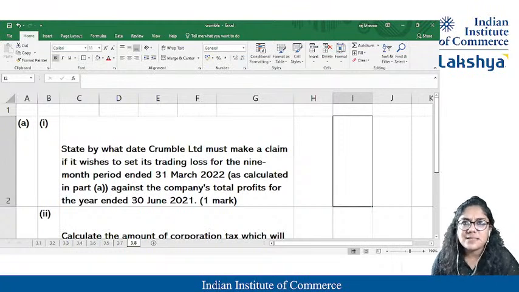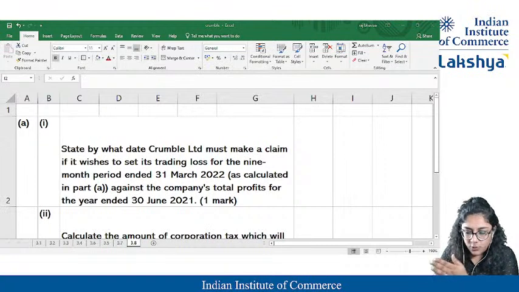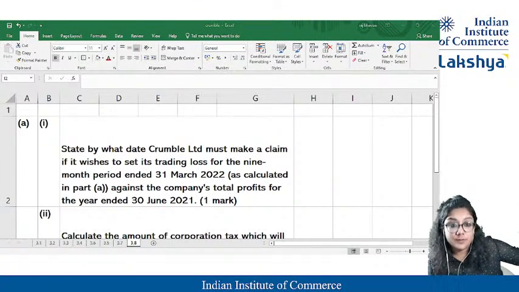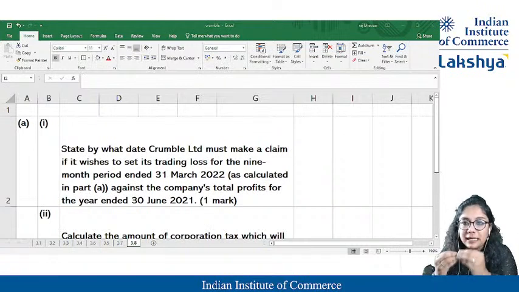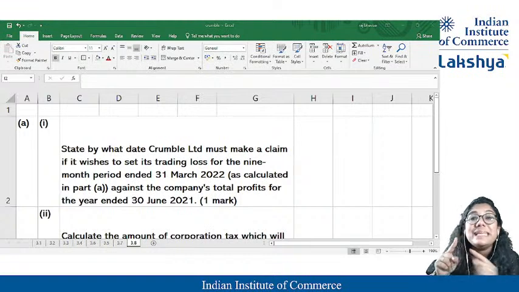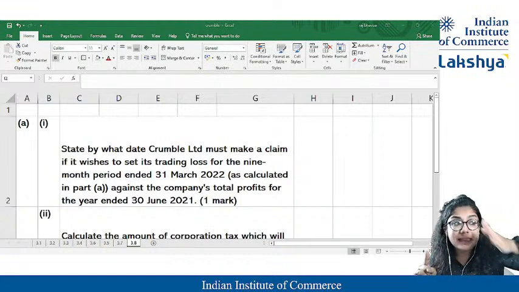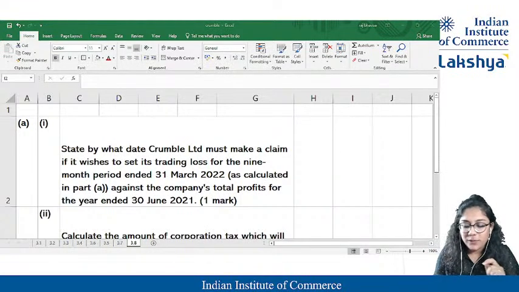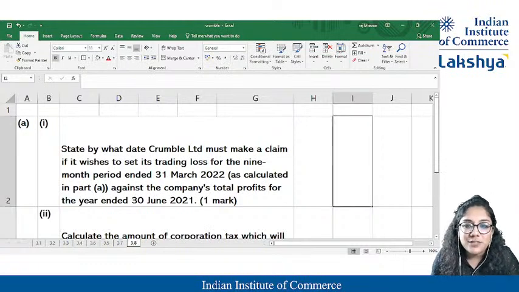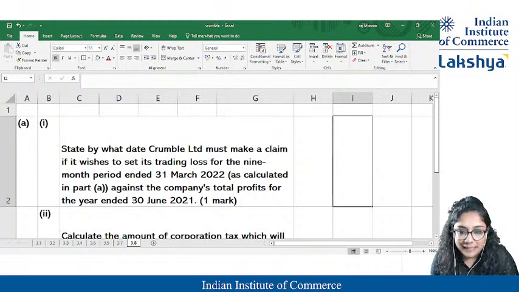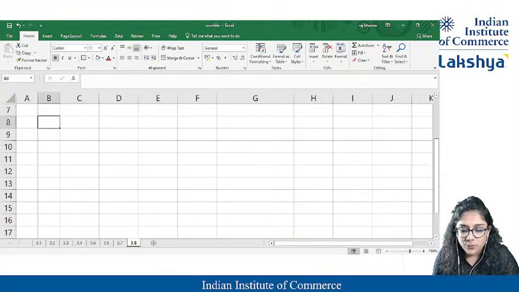If the company has caused a loss in the current year, so that current year's loss can be carried forward for 2 years. So for example, if the company has made a loss on 31st March 2022, they can carry forward the loss for 2 years till 31st March 24. So they have asked us over here how long they can carry forward. So my first answer over here will be very simple: I can carry forward for 2 years.